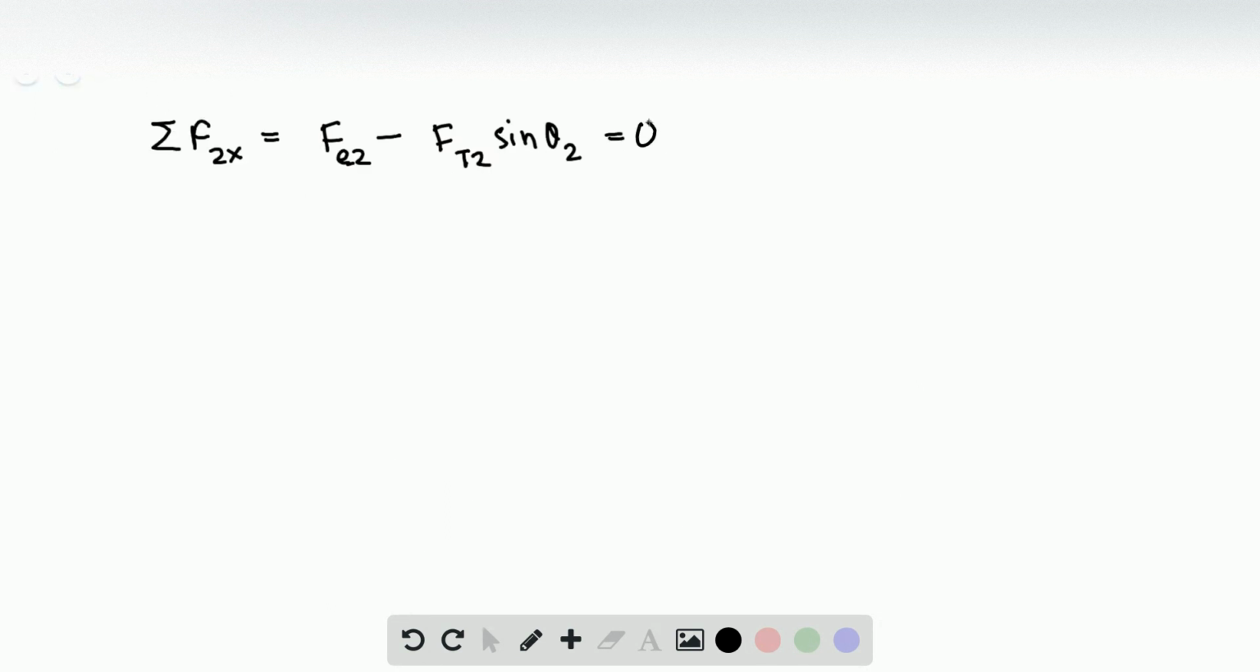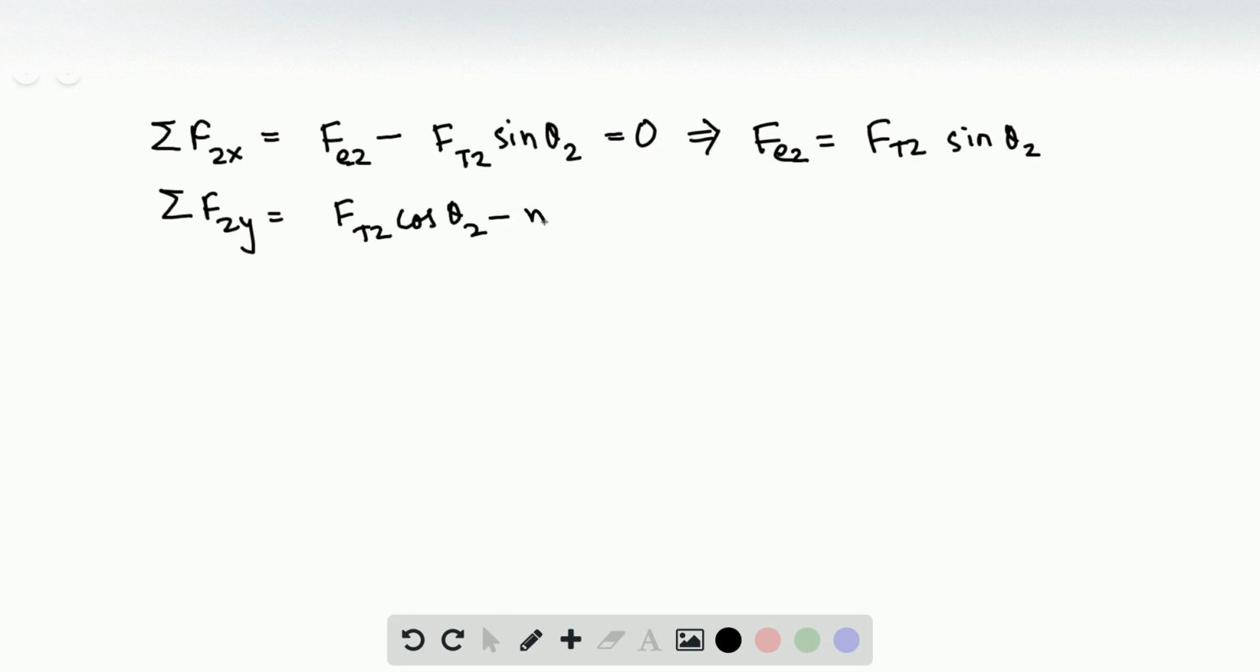So this should be equal to 0, and this gives me Fe2 is equal to Ft2 times sine theta 2. Similarly, let's do this fast. F2y is equal to Ft2 cos theta 2 minus m2g, and this should be equal to 0, and this gives Ft2 is equal to m2g over cos theta 2.